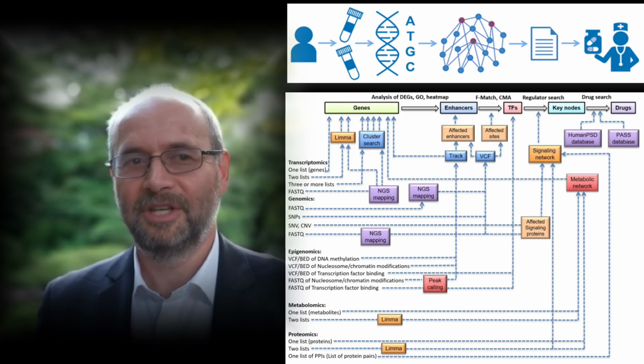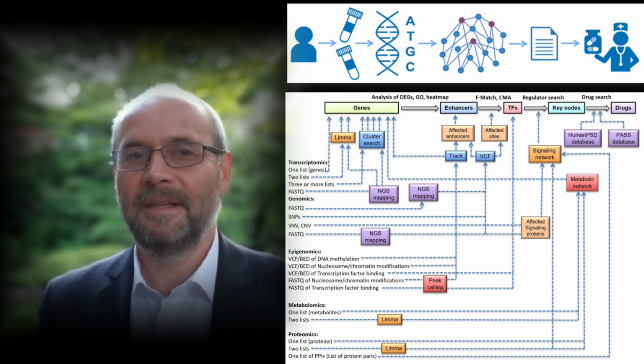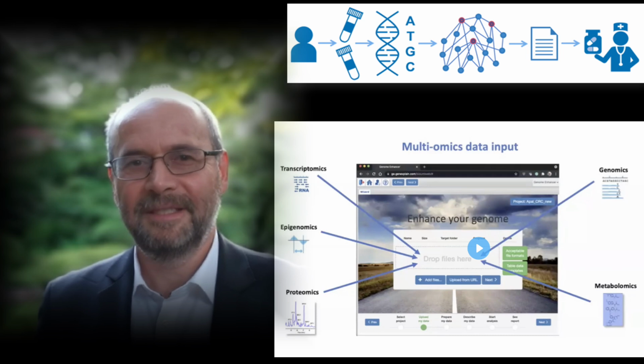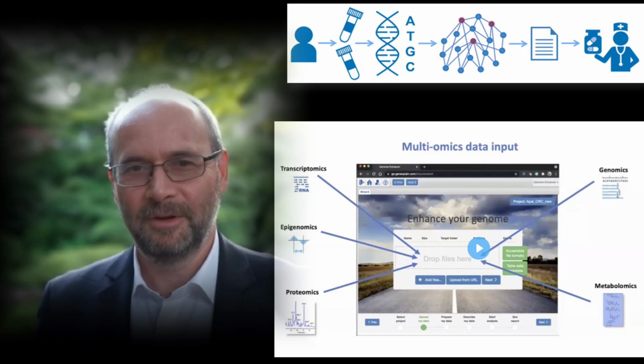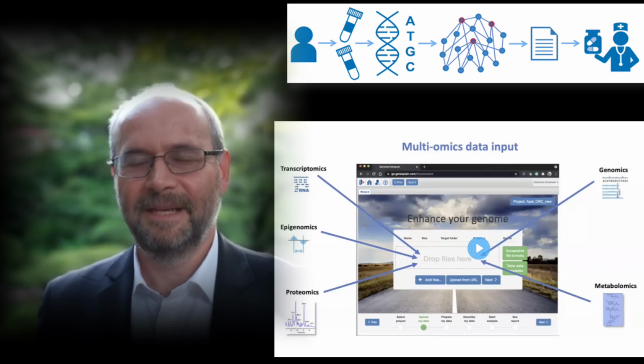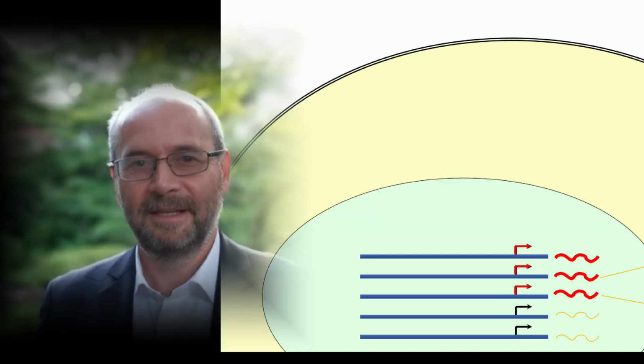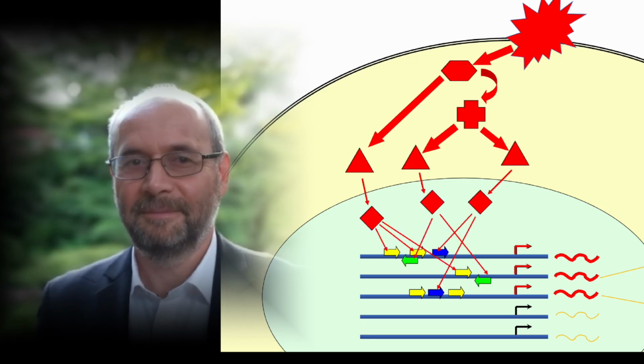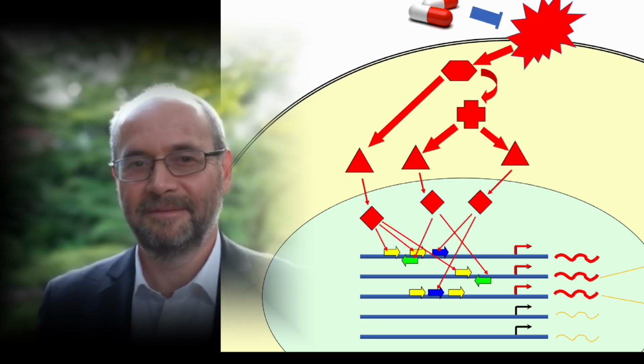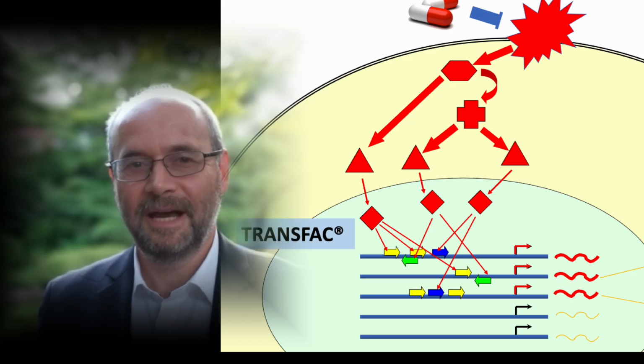How accessible is this for researchers? Do we need to be programmers? Not at all. We built Genome Enhancer, a web-based tool that lets you run this entire upstream analysis without coding. You just upload RNA-seq or epigenomics or proteomics data or all of them together, define your groups, and the system does the rest. It identifies transcription factors, searches for upstream master regulators, and even suggests drug targets using our human PSD database.